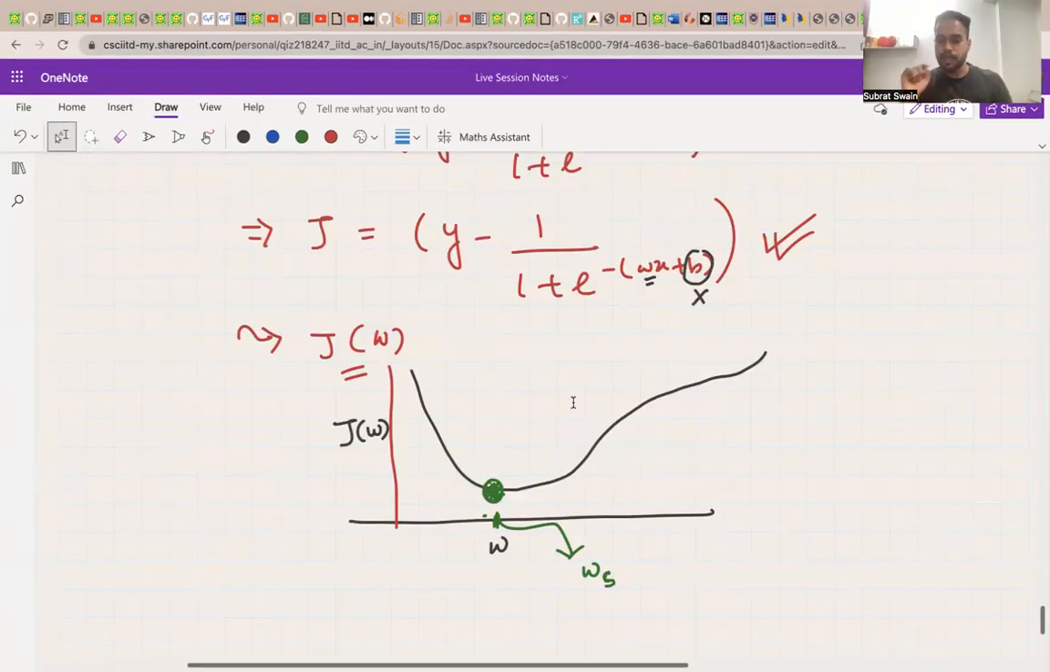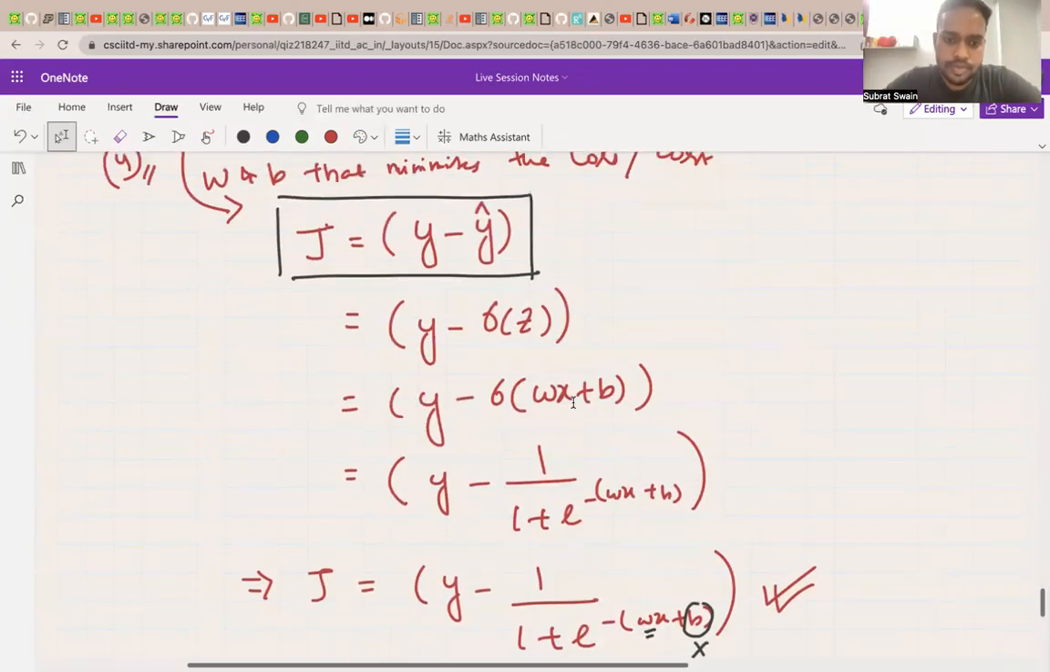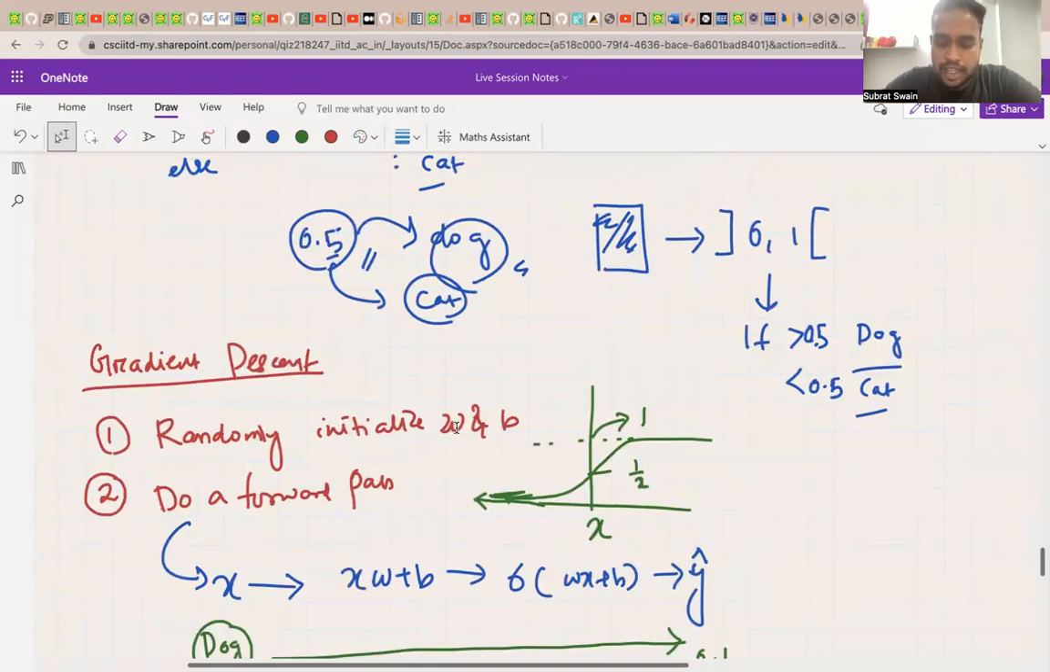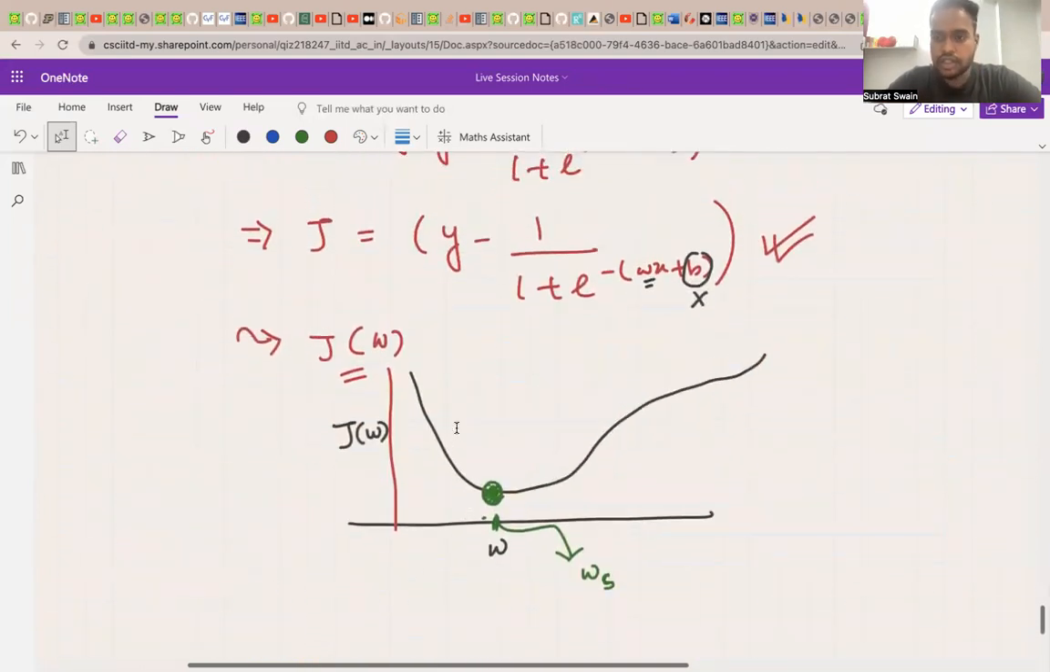But just try to recall step one. What was step one? Randomly initialize W and B. So it's a random initialization. Let's say the random initialization W is here, Wi. So now the problem reduces to how to bring this W down to here, right?